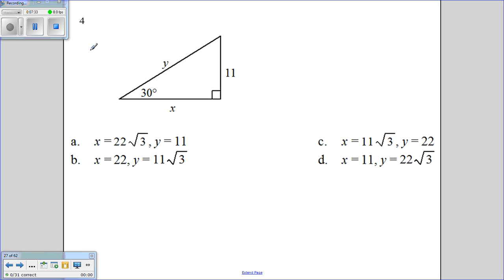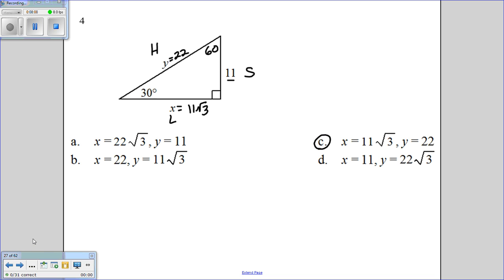The last example, we are given the short leg. This would be my 60-degree angle, making this side the long leg, and across from the 90 gives you your hypotenuse. The hypotenuse is the short leg times 2. So this side is 22. The long leg is the short leg, 11, times the square root of 3. So looking at our answer choices, the correct answer would be C.